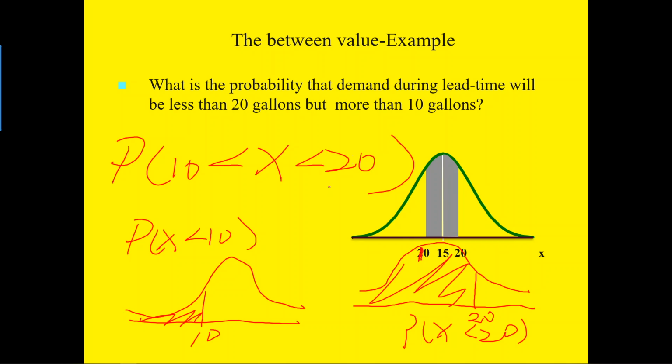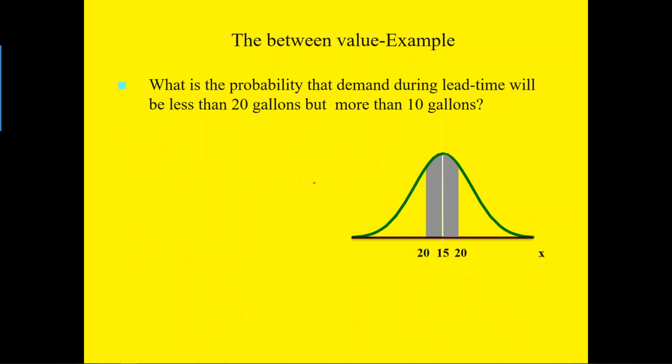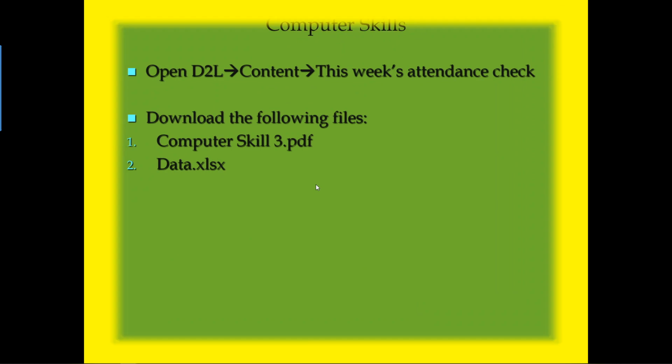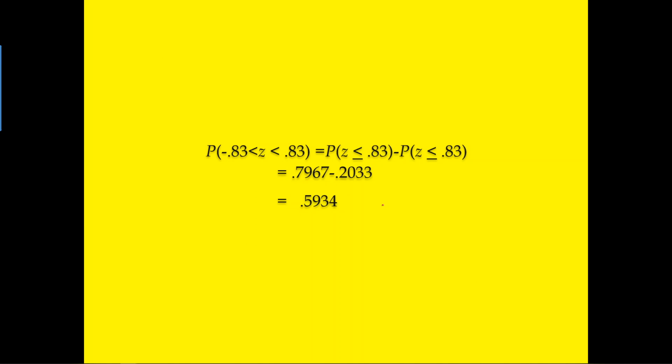The common mistake I saw students make is they understand you get x smaller than 20, no problem, and then they try to get the probability x larger than 10 and then find the difference. That would be a problem, because if you use x larger than 10, your shaded area will be here, and then this area minus this area will end up with the wrong answer. Okay, so this is something you need to pay attention to. You use x smaller than the upper limit minus x smaller than the lower limit. That is how you get the probability between two values. And I will show you the answer for this case. So you will end up with 0.5934.